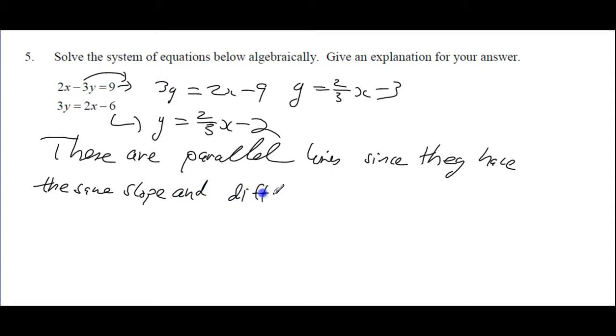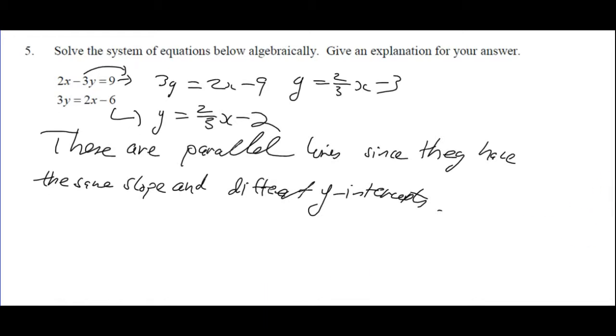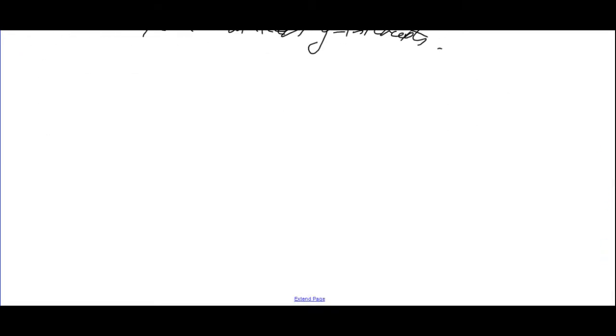And different y-intercepts. Okay, so parallel lines, and there's our explanation. We don't want to try and solve this. If we did, we would get no solution, and we get some statement that didn't make any sense.